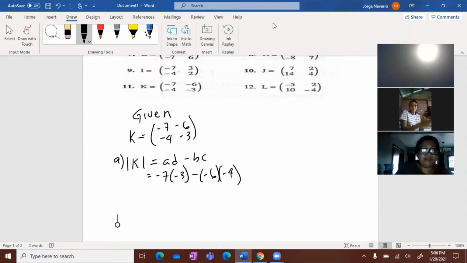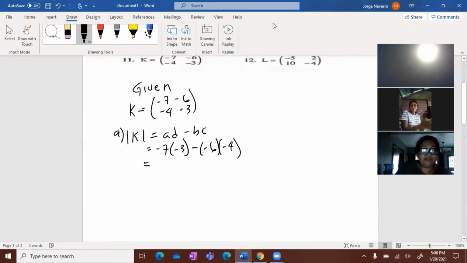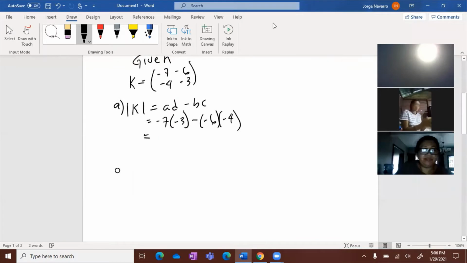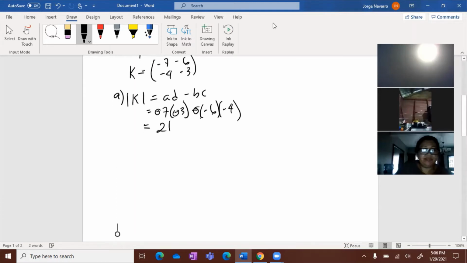All right. So here in the first part, we have a negative and another negative, so that will give me a positive. And 7 times 3, that's 21. Now here I have 1, 2, 3 negatives, so I'm going to get a negative. 6 times 4, that's 24. So my determinant is -3. Yes, -3.